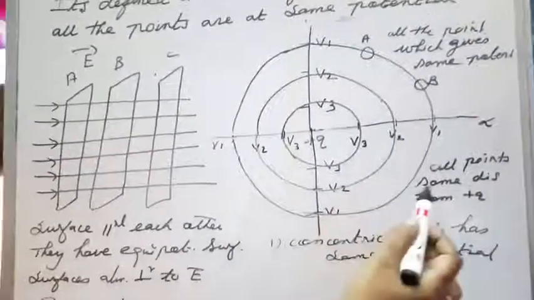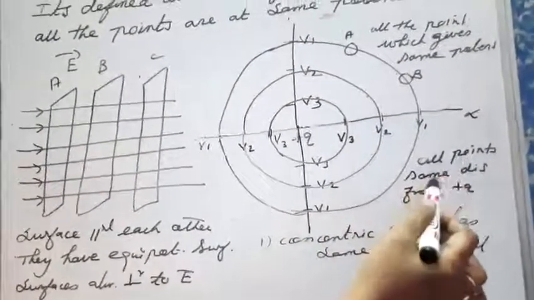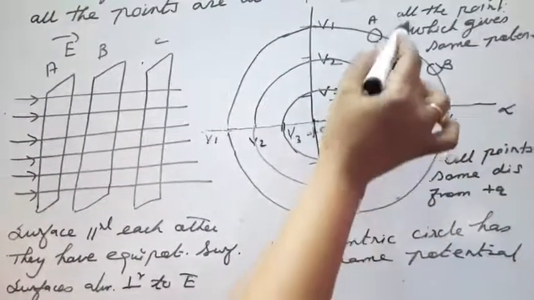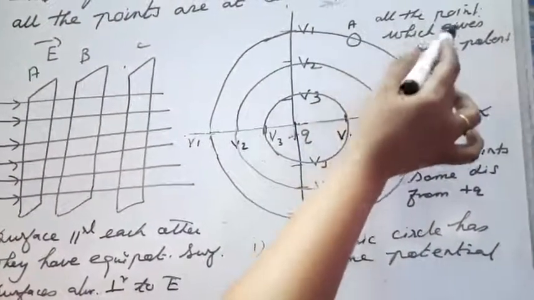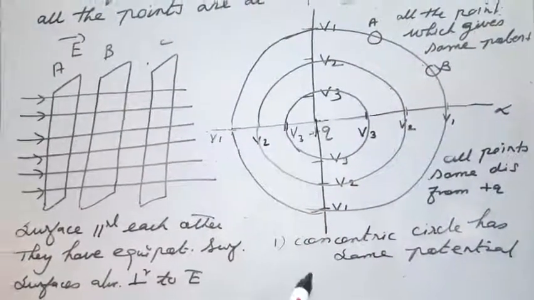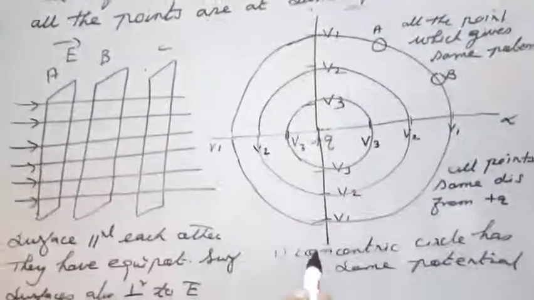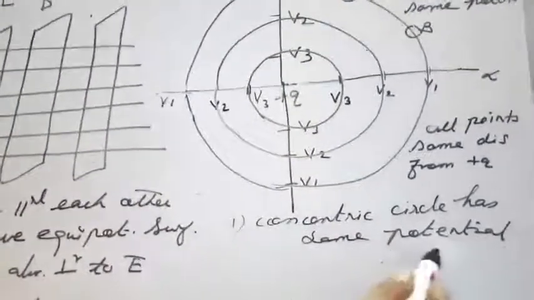In this sphere, each and every point has the same distance from the center, plus q, and each and every point gives the same potential. This is known as the equipotential surface. And here the concentric circles have the same potential.